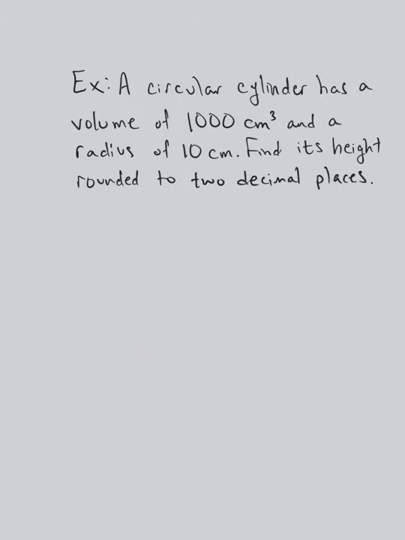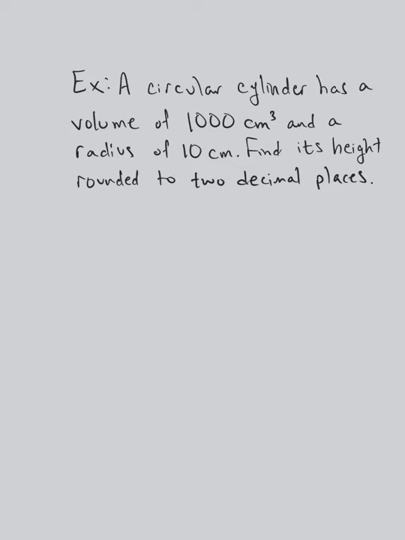Okay, so one more example. Let's look at a volume problem here. So say a circular cylinder has a volume of 1,000. Remember, these are cubic centimeters, or you could say centimeters cubed. Key thing is that's a volume. So it has a volume of 1,000 cubic centimeters and a radius of 10 centimeters. And then we want to find its height rounded to 2 decimal places, and we'll see why in a minute.